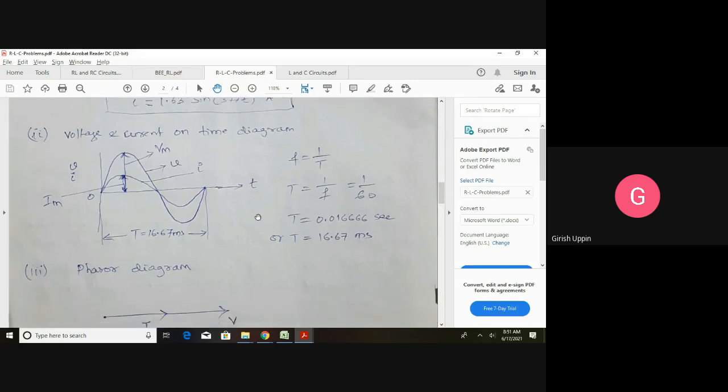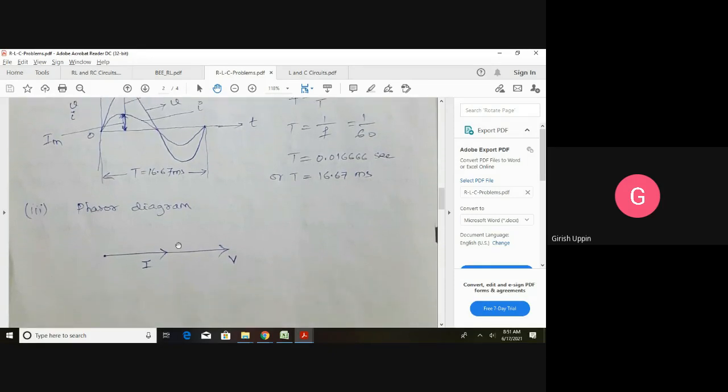And how to draw the phasor diagram? Very, very simple. We have the voltage, it is the reference, meaning it starts from 0. So this is the voltage, and current is also in phase with the voltage. So you will draw the current also on the same line.